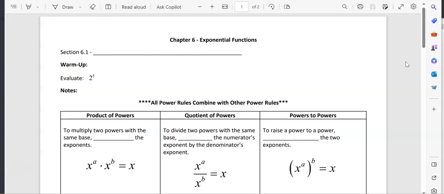We are in chapter 6. And the big idea that we're going to be exploring here is exponential functions. But we're also going to look at some other properties of exponents and some ways to express exponents and powers. So here we go. Properties of exponents is lesson 6.1.